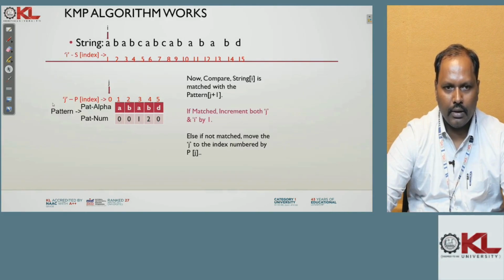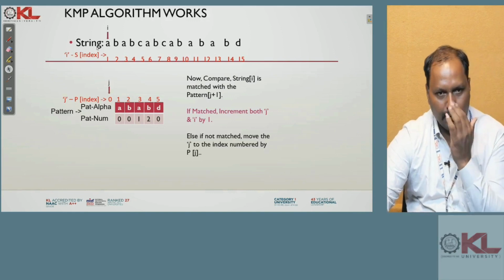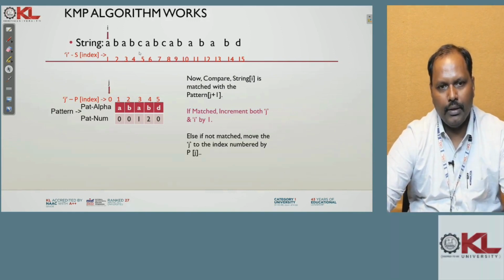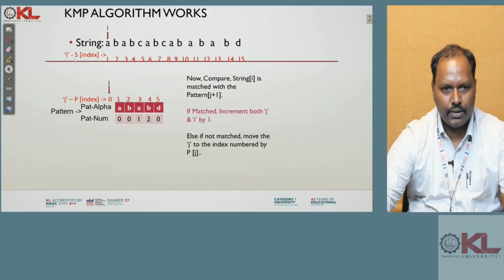Now going to the next data, the KMP algorithm goes through the string ABABCABABD. Here the I index starts on the string letters, and the J index means the pattern. There is a pattern alpha and a pattern numeric. Pattern numeric is 0 0 1 2 0. Pattern alphabets are A B A B D, with indexes 1 2 3 4. These are the indexes of the pattern for J, and 0 is the initialization, the starting letter.